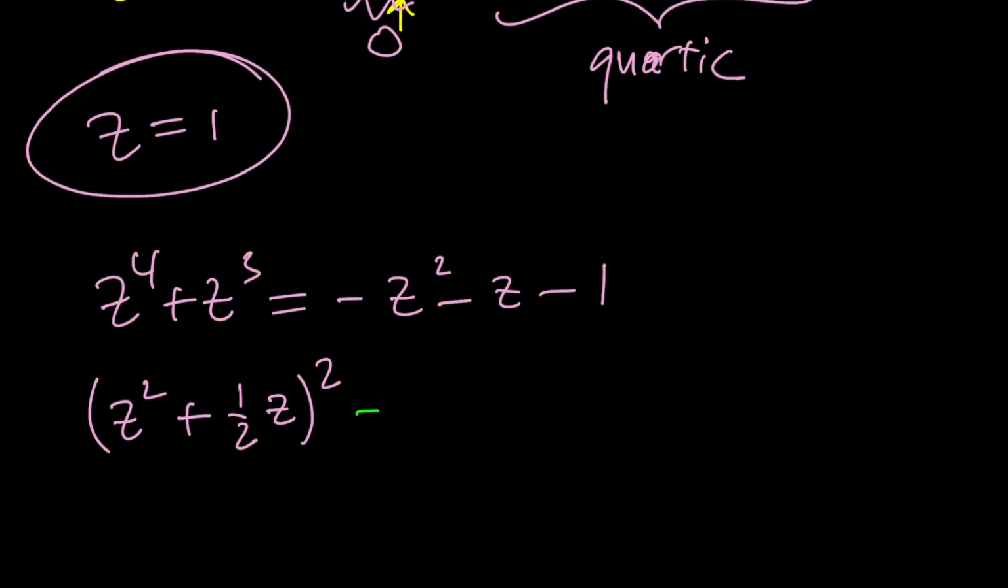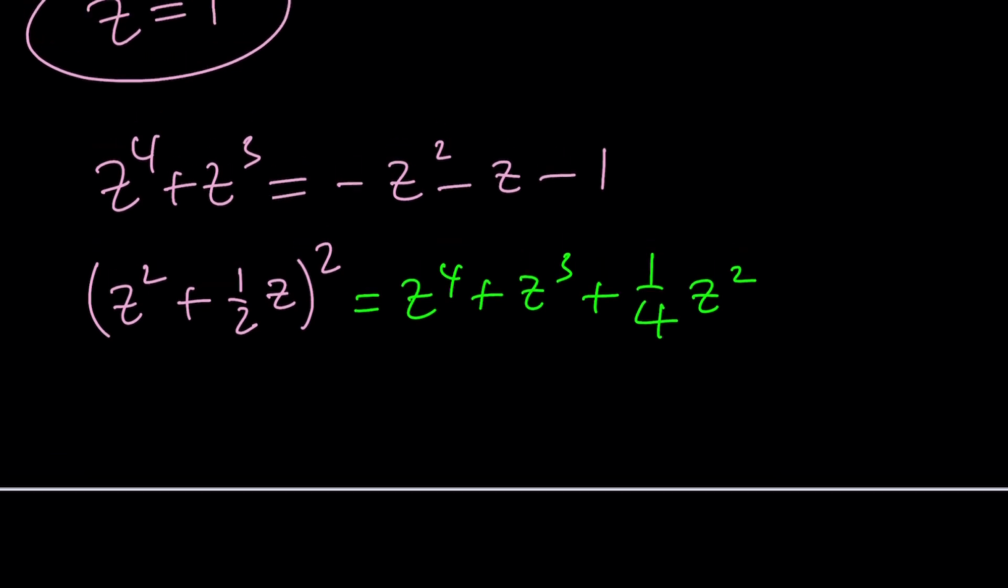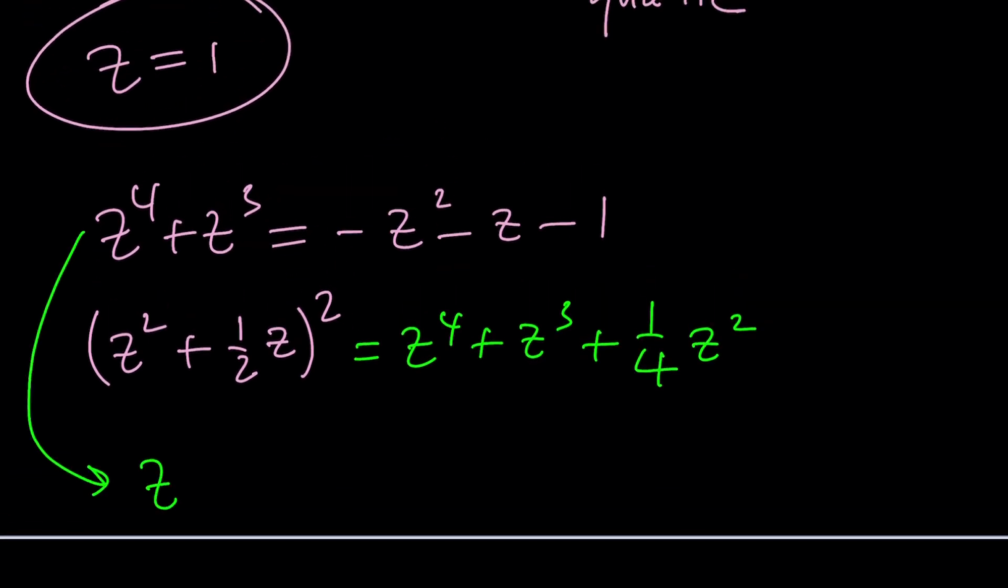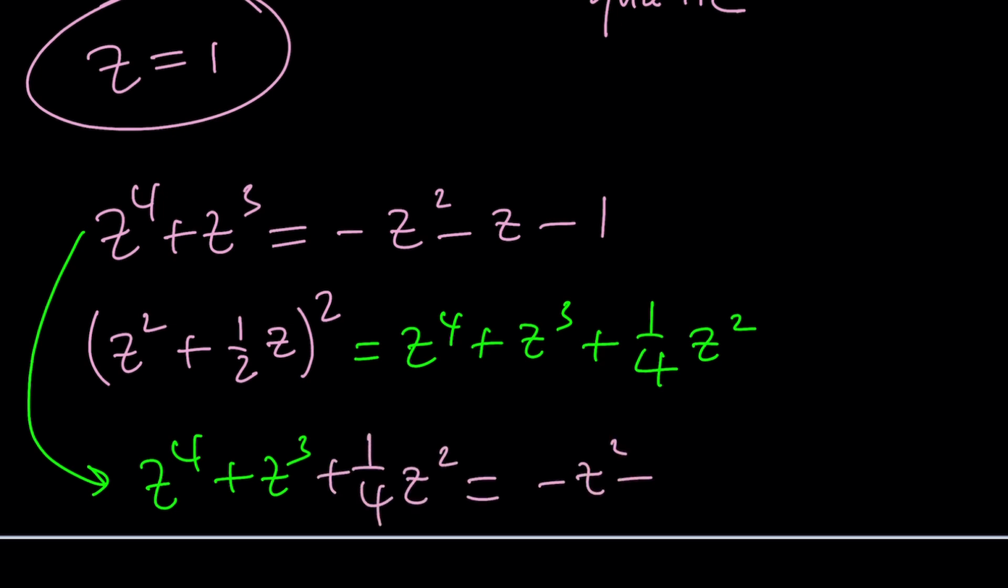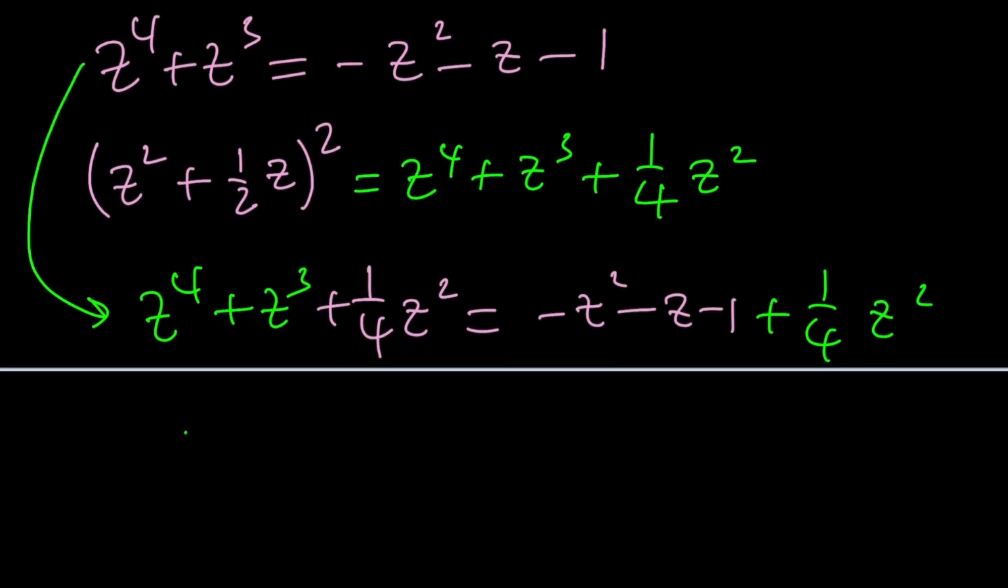Let's expand it. This is going to be z to the fourth plus 2ab is going to give you z cubed plus 1/4 z squared. Nice. So I can add that to both sides to make it a perfect square. Yes, but be careful about wishful thinking, but it's part of the process. Okay, let's do it. We can add the missing term, which is 1/4 z squared, to both sides, and then it'll give us the following. We're going to have more z squared on the right. This will become z squared plus 1/2 z squared.